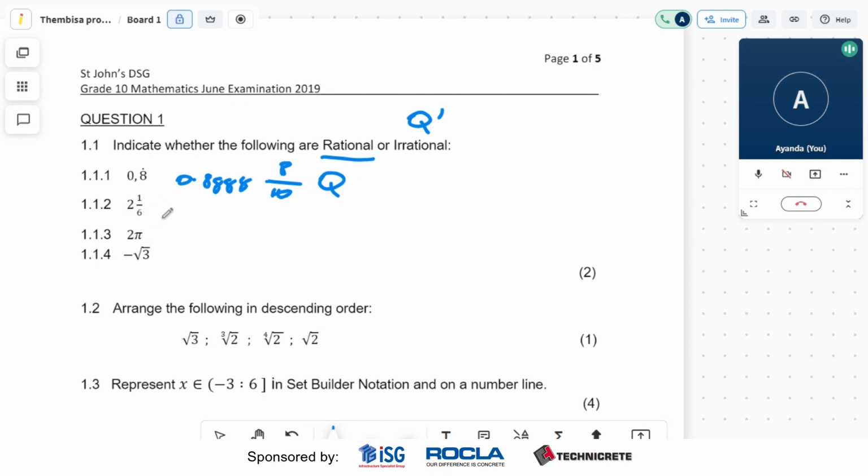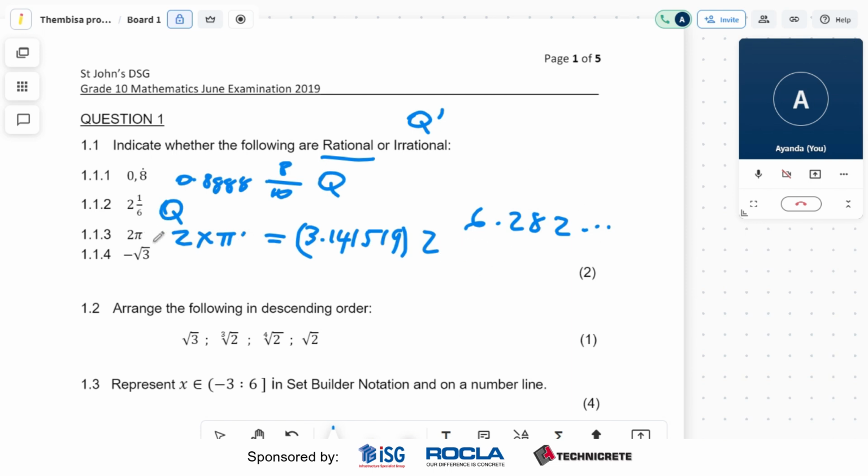So 2 and 1/6. Already we can see a fraction here, so we know immediately that this number is rational. Now 2 pi is the same thing as 2 times pi. And earlier on, we spoke about how pi is 3.141519. If we multiply this by 2, it's just going to be 6.282, and so on. But there still won't be any sort of pattern. So 2 pi is irrational because that pattern doesn't exist, and you can't write pi as a fraction.